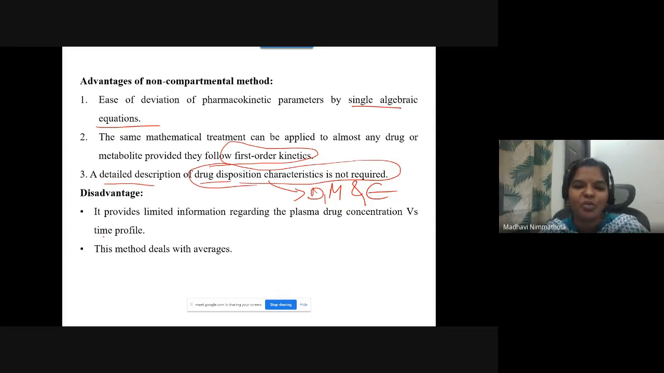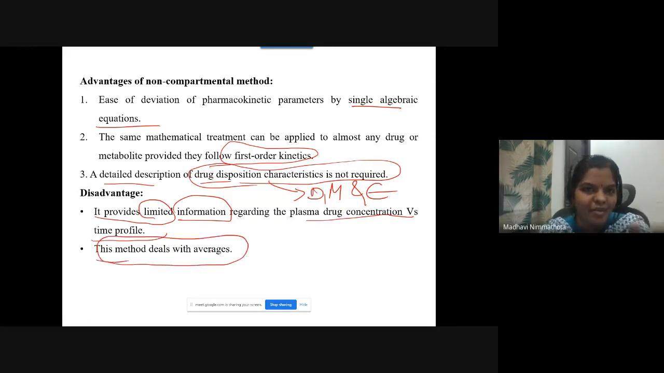And then what are the disadvantages here? It provides very limited information regarding the plasma drug concentration versus time profile. We already learned this plasma drug concentration versus time profile curve under second unit, right? It provides very limited information regarding this curve. And then this method always deals with the averages, not a single molecule. So we are calculating only the average mean time, no? That's why this method is dealing with averages. So only these two disadvantages are there.